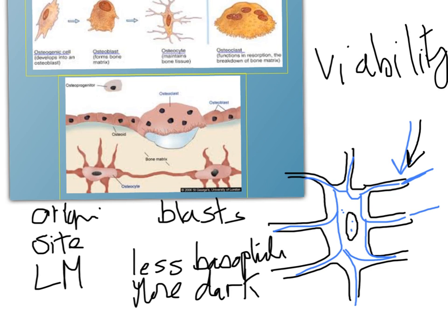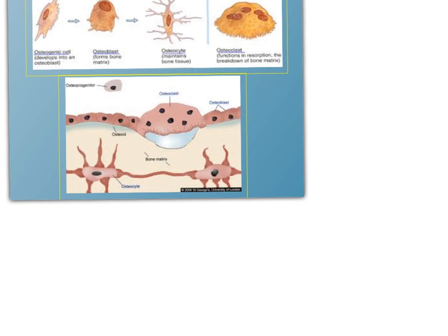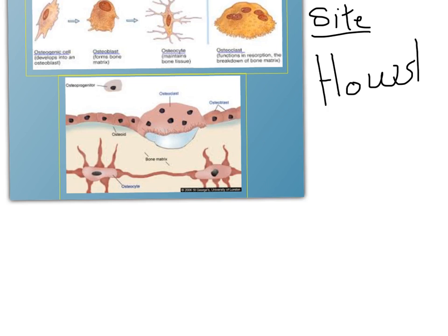Now let's talk about the last cell, which is the osteoclast. Here, this is the osteoclast. What about its site? It is present inside the bone marrow in a cavity called Howship's lacuna. This is Howship's, and you will add apostrophe s, lacuna.